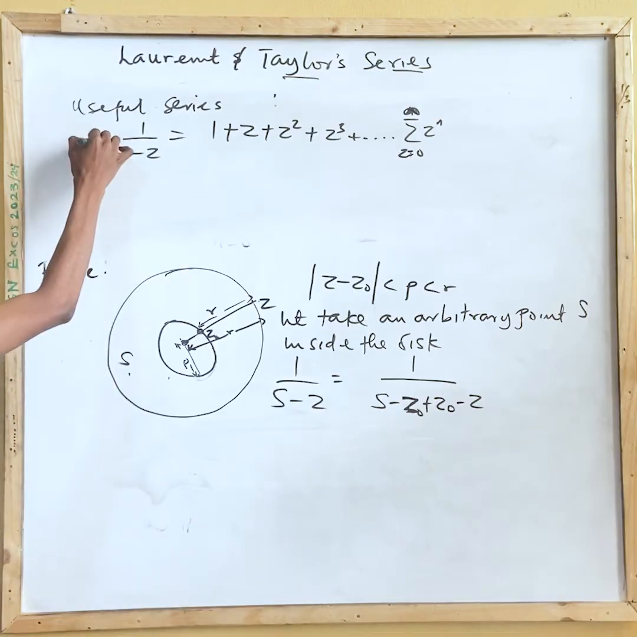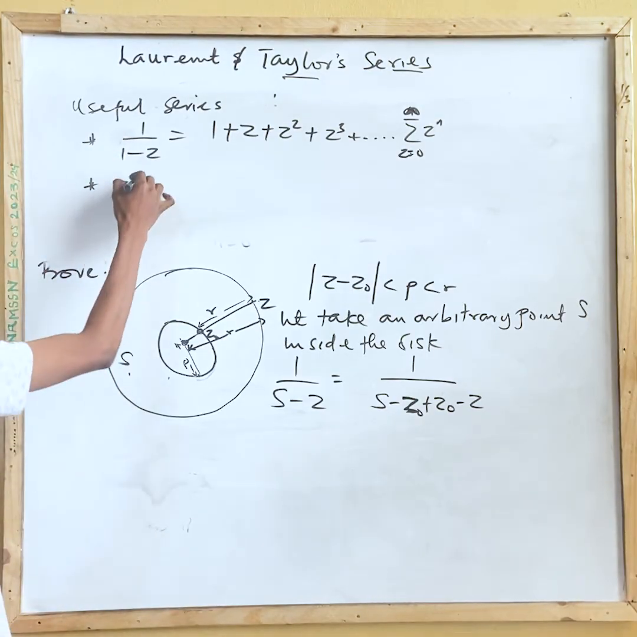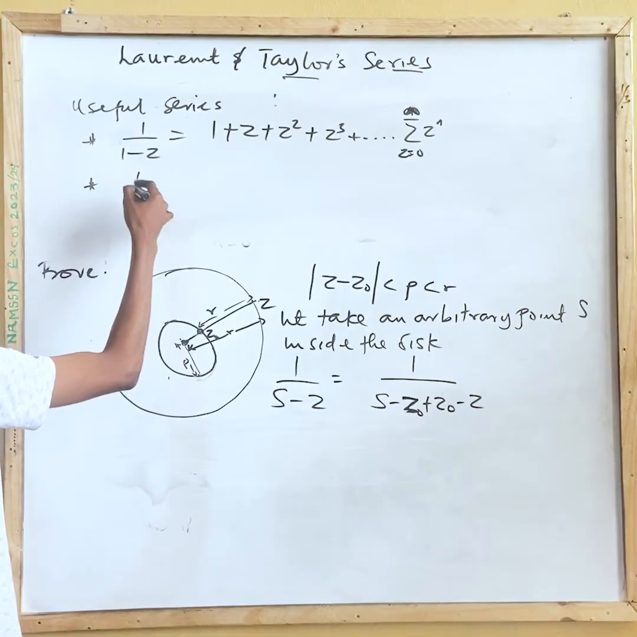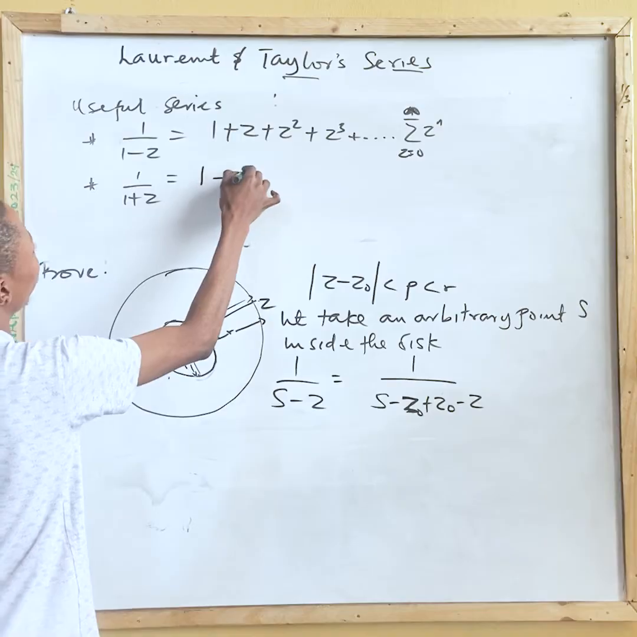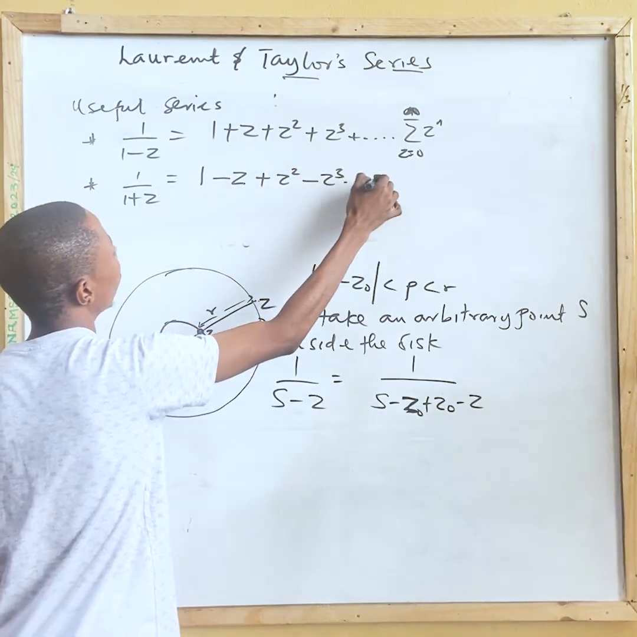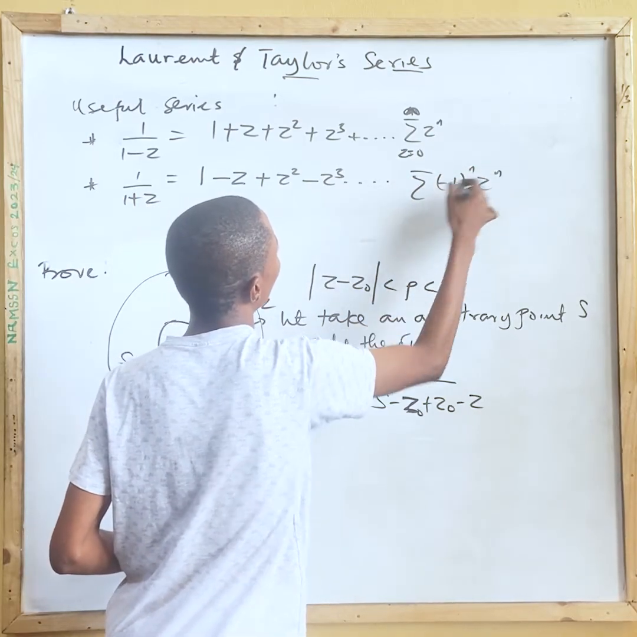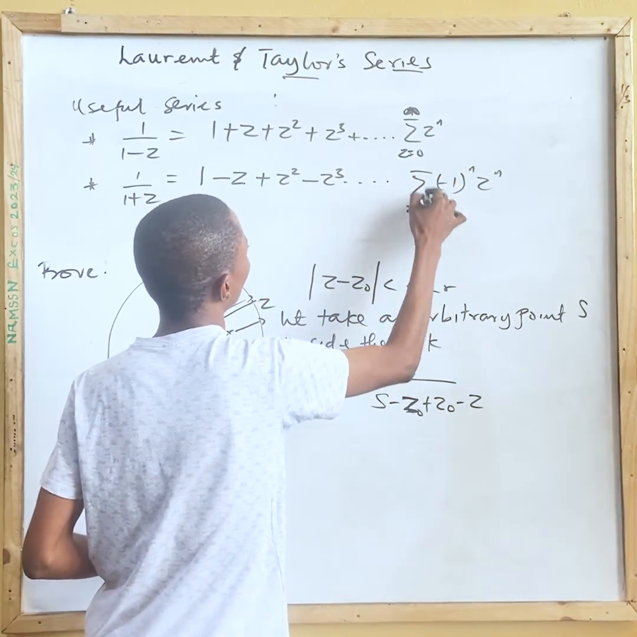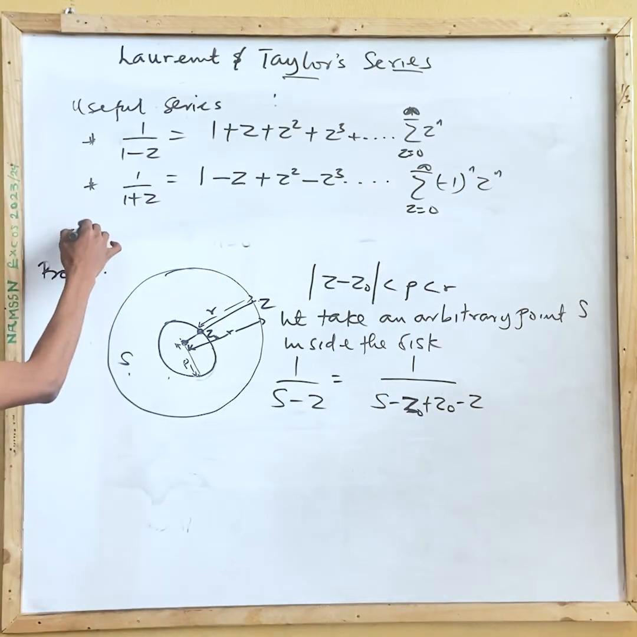So this is 1. And then if we are having 1 over 1 plus z, this one will be alternating. It will be 1 minus z plus z square minus z cube and on like that. That one will be summation minus 1 raised to power n z raised to power n, where n starts from 0 to infinity. That's another expansion that we need.